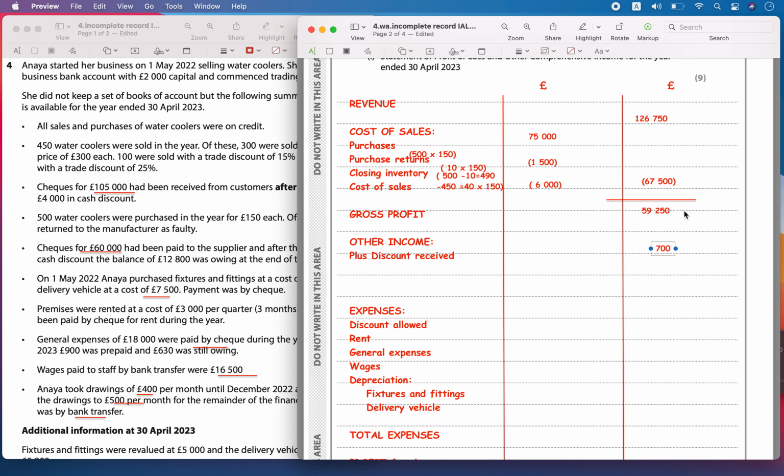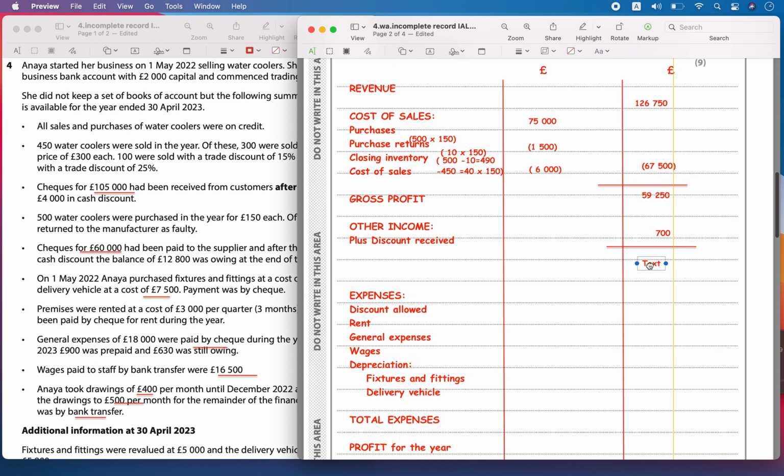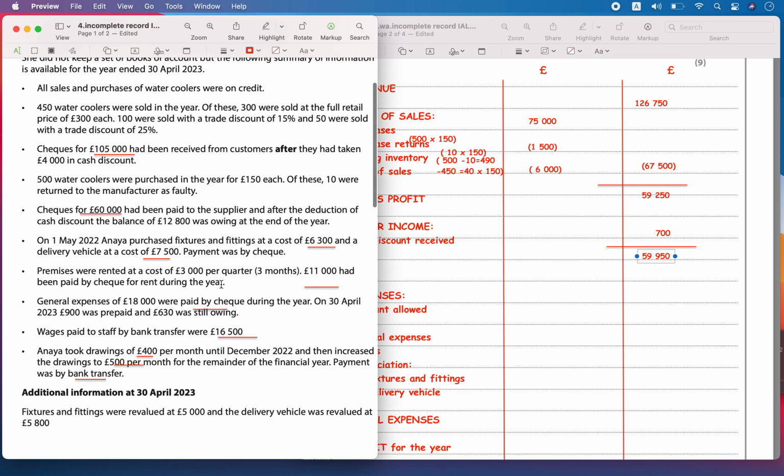After that gross profit, I'm going to add this other income received. So you add up the other income. So 59,250 plus 700 becomes 59,950. This is gross profit plus other income. Now let's calculate the expenses.